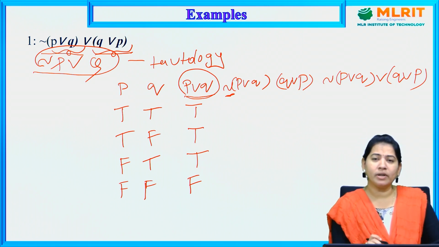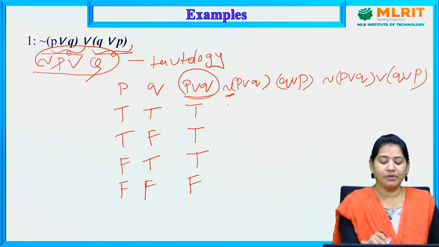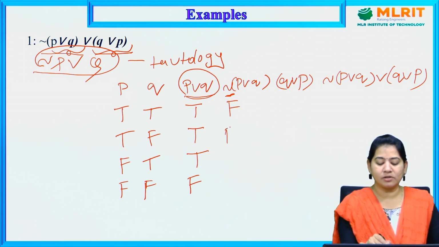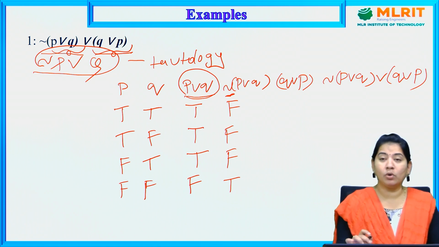Applying the negation means you get the opposite statement: if you have a true statement, you get false, and if you have a false statement, you get true. Now as we have true here, we get false, and next also false, next also false, and here we get true.